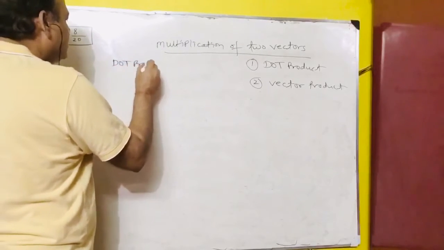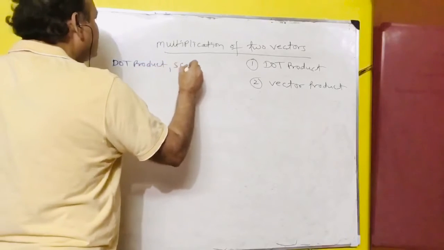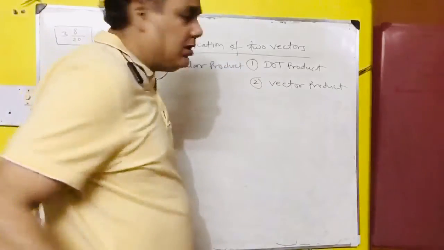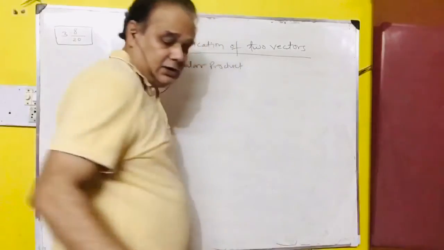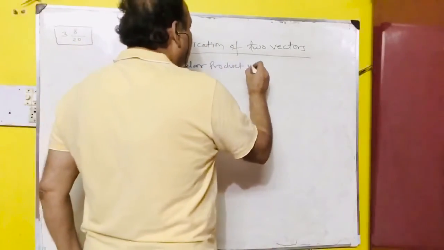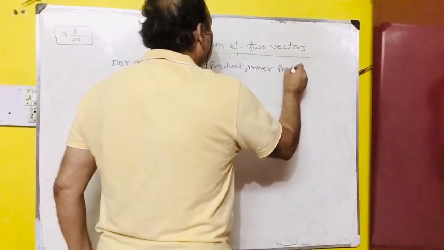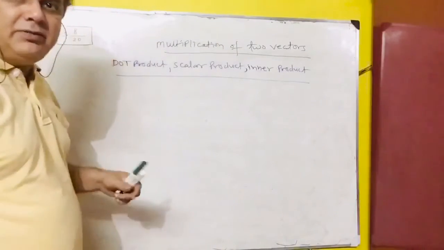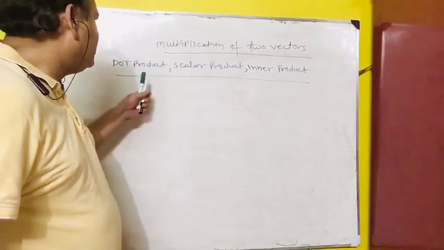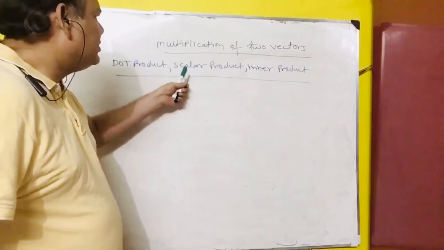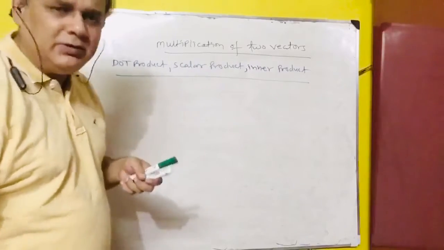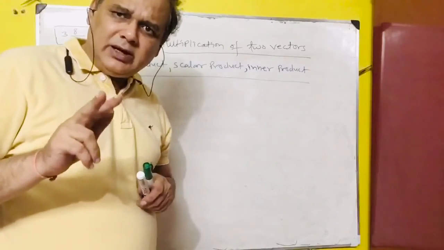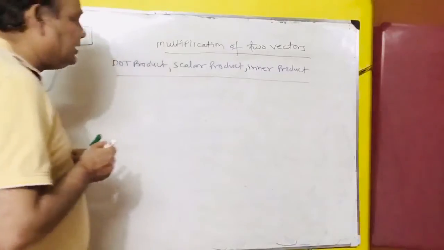Dot product, or it is known as scalar product, it is known as inner product. Correct? So here in this multiplication, we have a dot product or scalar product or inner product. Scalar means that if we multiply two vectors scalarly, then we will get a scalar product. That means what we will get now is a scalar.